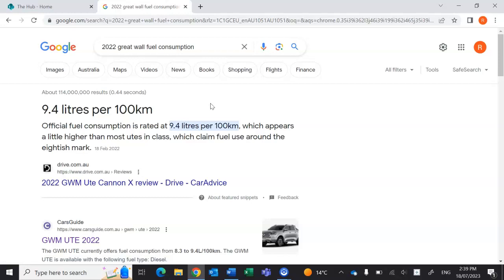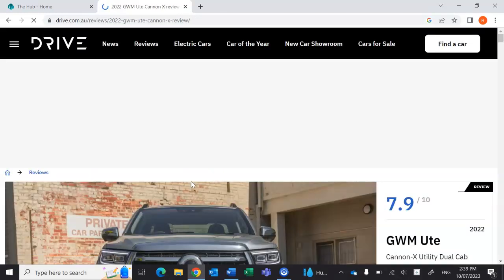So if you just type in whatever brand, fuel consumption, and the year. I'm going to go for something fairly recent, so I've done 2022 Great Wall fuel consumption. Now I know it gives you that there, but let's actually go to Car Advice. If you click on that.